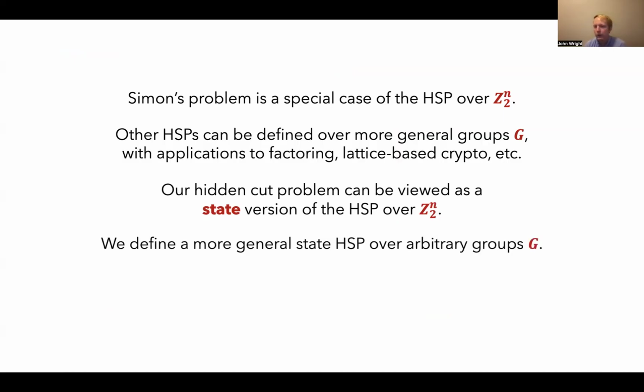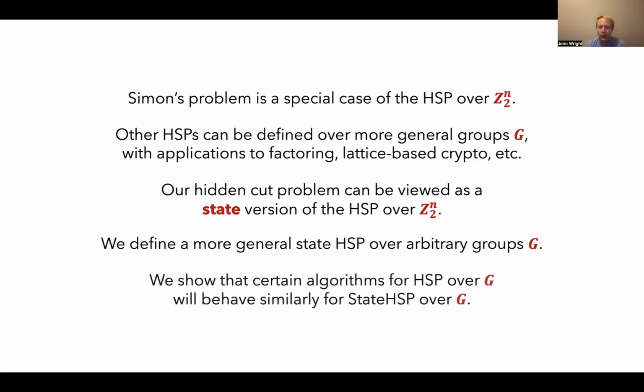And in the course of this paper, we also define a more general state hidden subgroup problem, which is defined over arbitrary groups G. And one of the results that we have shows that certain algorithms for the hidden subgroup problems over groups G will actually behave similarly for the state HSP over the same group G. So for example, our algorithm for the hidden cut problem can be viewed as us taking the standard algorithm for the hidden subgroup over Z2 to the n and using this correspondence to give an algorithm for state hidden subgroups over Z2 to the n.